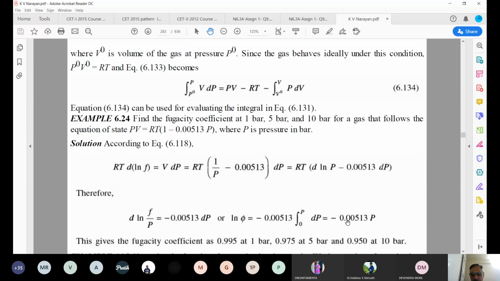So integrating from 0 to P, we get minus 0.00513 into P, and we can substitute P as 1 bar, 5 bar, 10 bar to get the value of the fugacity coefficient, which is 0.995, 0.975 and 0.95 at the different pressures. And from this, if you want the fugacity, multiply by pressure, and you get the fugacity at each pressure. Okay.